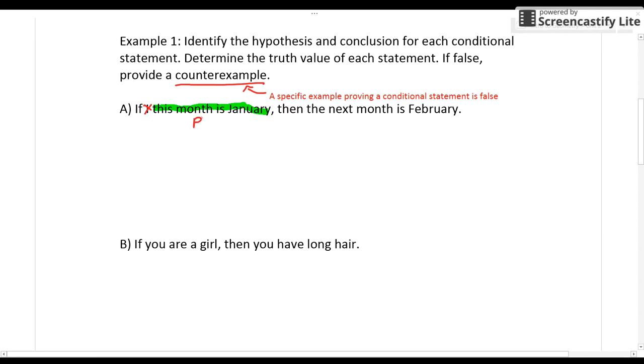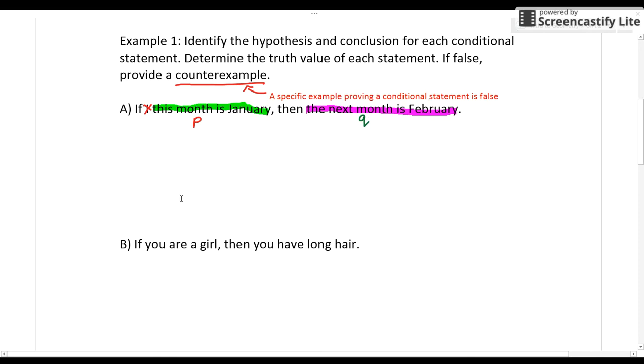All right? That means the next phrase that comes after the word then is our conclusion. Okay? So if this month is January should indicate your hypothesis, remembering again, the if is not included in the hypothesis. The word then gives you the hint, there's your conclusion. So my conclusion would be the next month is February.